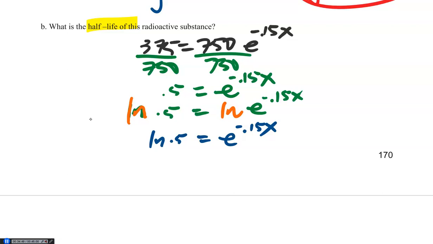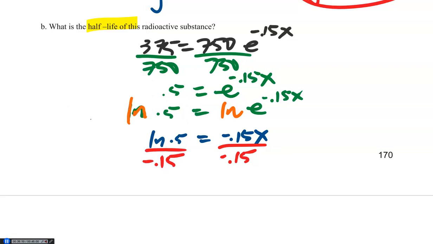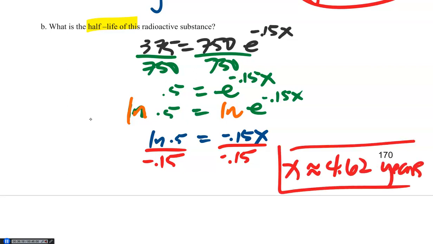Oops, sorry. Ln e to the power of negative 0.15x is just simply negative 0.15x. Then now we divide both sides by negative 0.15, so that x is approximately equal to 4.62 years.